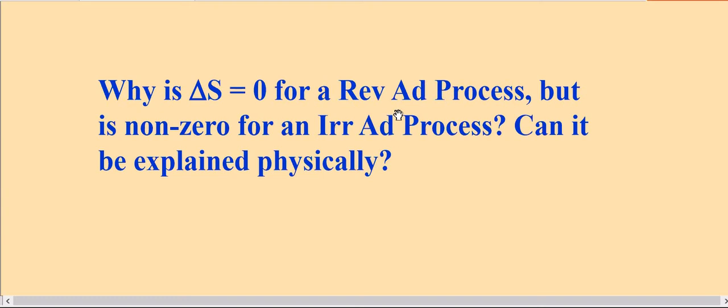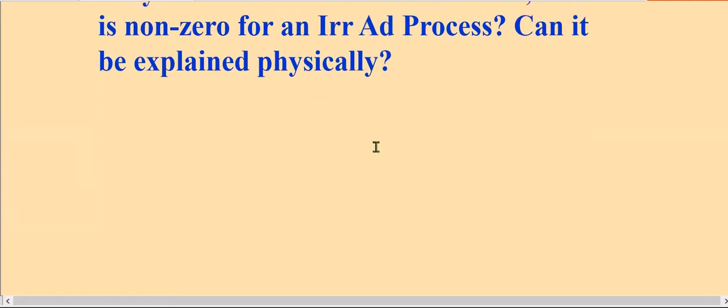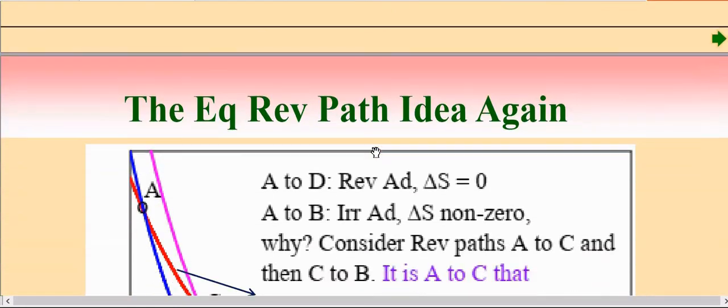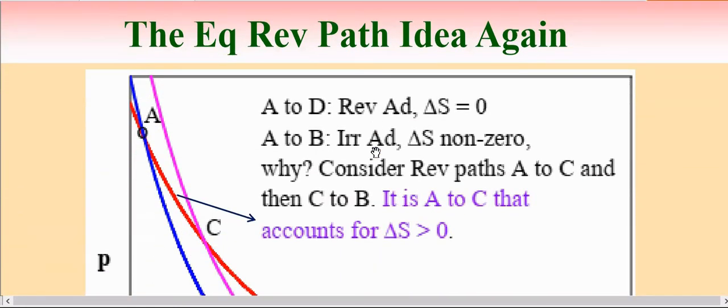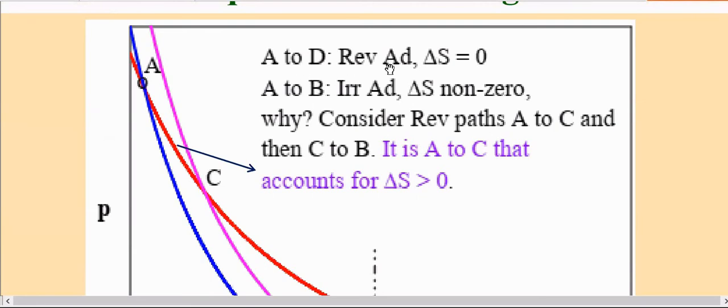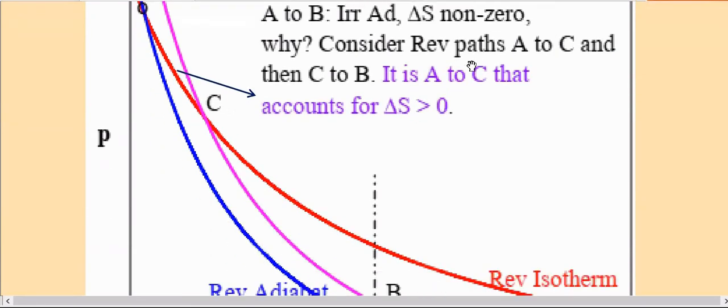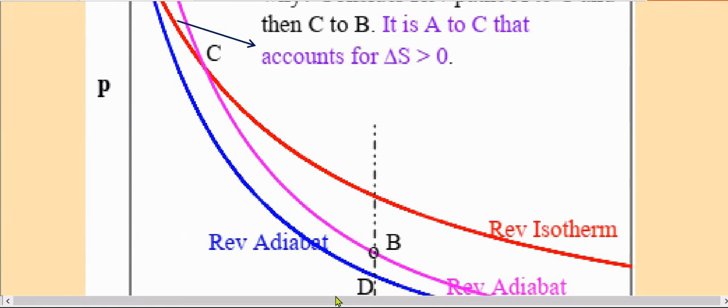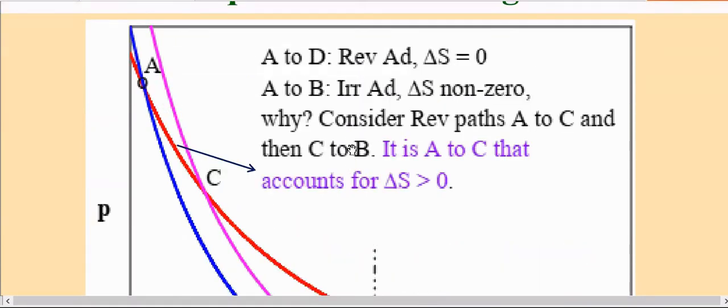In any adiabatic process, Q is 0. But delta S is 0 only for a reversible adiabatic. It is basically non-zero for an irreversible adiabatic. So let us try to understand physically why it happens. You see very carefully, we use again the equivalent reversible path idea. So A to D is a reversible adiabat, delta S is equal to 0. A to D is the standard blue curve, the reversible adiabat.